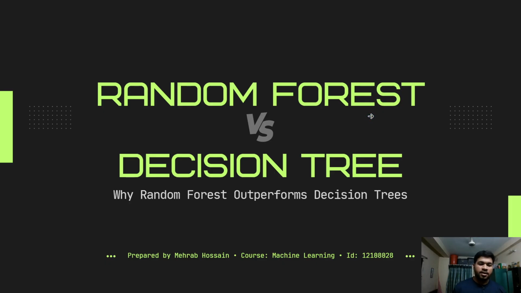Today I will present a comparative analysis between two important machine learning algorithms, decision tree and random forest. The focus of this presentation is understanding why random forest usually performs better. For this experiment, I use the Heart Disease Dataset. I will perform both random forest and decision tree on the same dataset so that we can measure the proper trade-off between these two popular algorithms in machine learning.